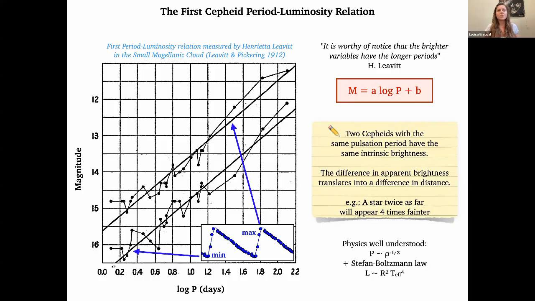And this relationship is really well understood today from the physics point of view, because the pulsation period is correlated to the density of the star, and also using the Stefan-Boltzmann law, the luminosity is connected with the radius and the temperature. So that's something we both understand theoretically, and empirically we measure it really well. So that was her discovery.